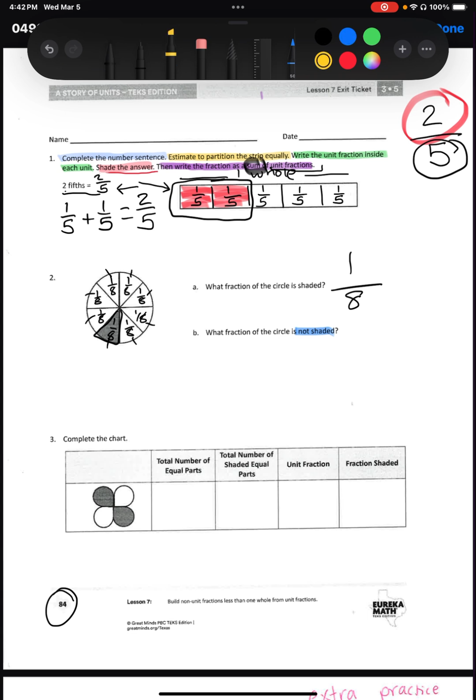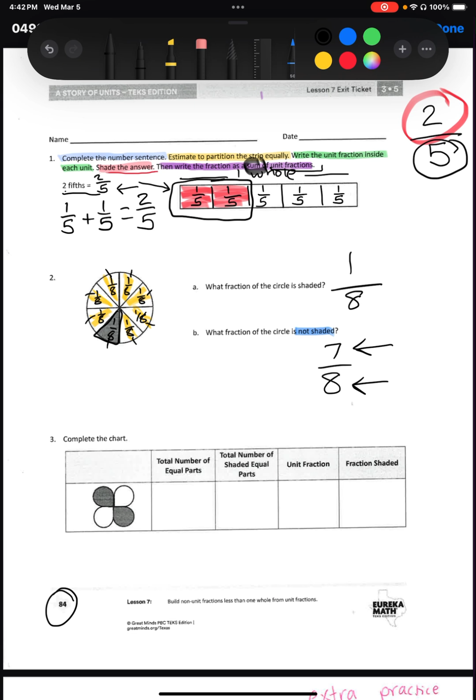There are, and I'll use a highlighter for this, 1, 2, 3, 4, 5, 6, 7. 7 parts are not shaded. Remember that I said the top is the numerator. That's what they're asking for. 7/8. The denominator does not change. The denominator is always the total number of parts it takes to create this whole or this figure or shape. That is not going to change. What might change is going to be the top.